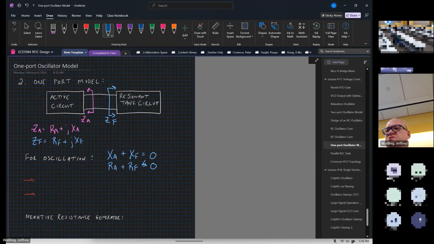Now here we're adding the condition that RA plus RF needs to be less than or equal to 0, because ultimately we're probably going to need to make it slightly negative in order to start an oscillation. But once the system is oscillating, it will settle to a value of 0. Okay, so what we're really looking at ultimately from this definition is that the active circuit is going to provide a negative resistance.